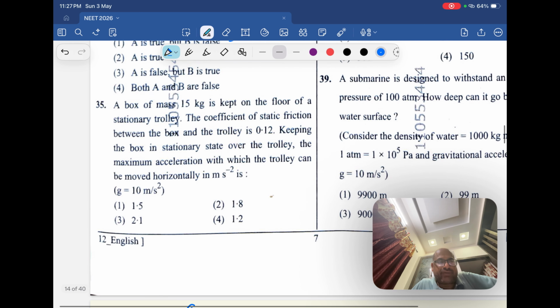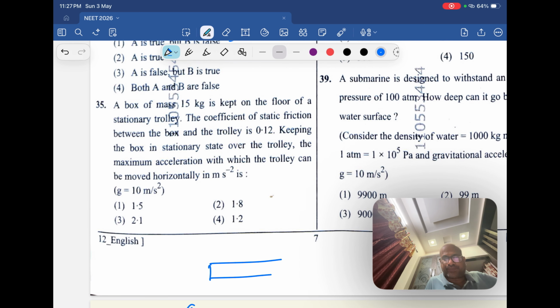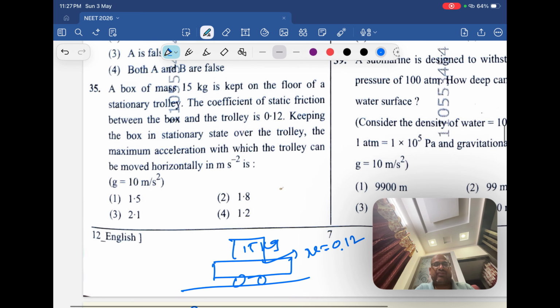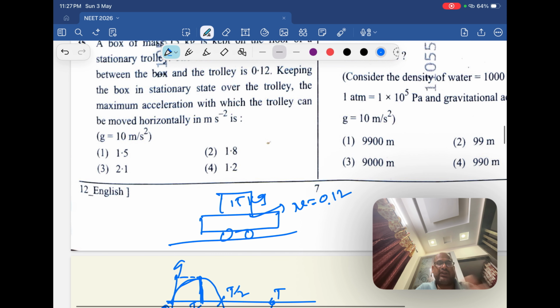A box of mass 15 kg is kept on the floor of a stationary trolley. The coefficient of static friction between the box and the trolley is given, mu is 0.12. Keeping the box stationary on the trolley, the maximum acceleration with which the trolley can be moved horizontally is?